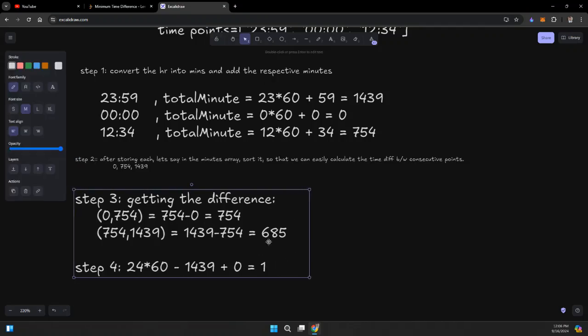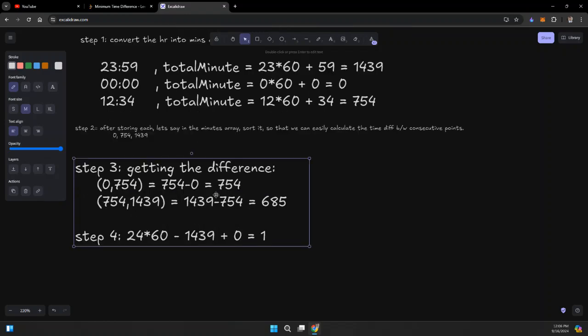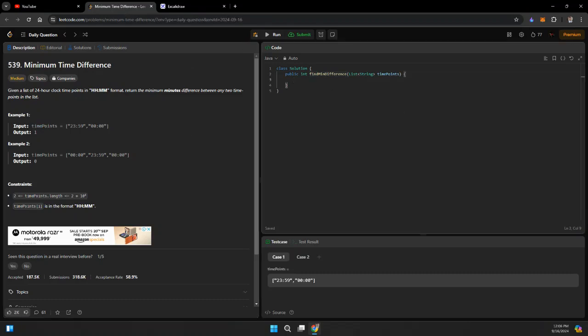Alright, now let's see how to code this. Just keep in mind whatever I said in words, I will be doing in the form of code. Just note down the steps. That same thing we're going to convert into Java code, right? First of all, the conversion of hour into minute, and then storing it in the minute array. Getting the difference is the third step, and step four, finally getting the difference between the first and last, and finally comparing the minimum difference of all the differences, right? So let's get it done.